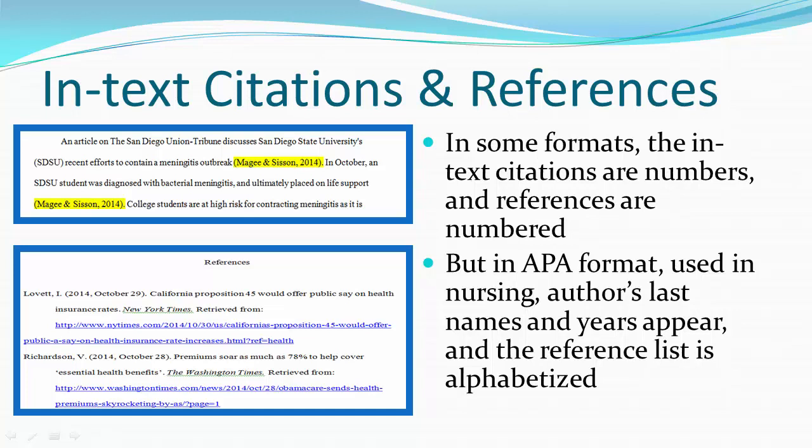But in other formats that are not APA format, sometimes the in-text citations are numbers. So where you would see Maggie and Ciso in 2014 right now, you'd see like 1 or 2 or 7. And then you'd go to the reference list, and instead of seeing Lovett and Richardson like you see there, you'd see 1 and then Lovett, blah, blah, blah, and then 2, Richardson, blah, blah, blah. And so those are not APA format. So APA format, which is used in nursing, uses the author's last names and years in the in-text citations, and then in the reference list there's no real number, they're not numbered. It's just alphabetized by the first author's last name.